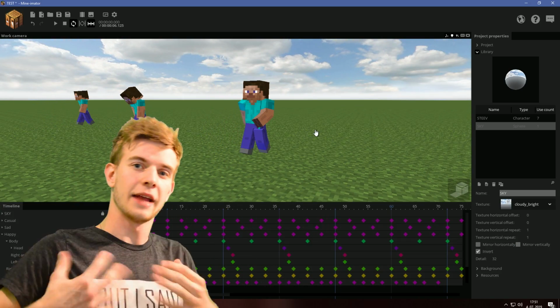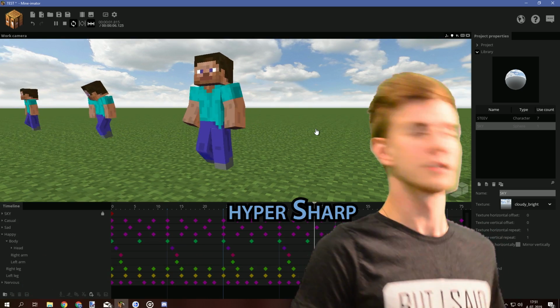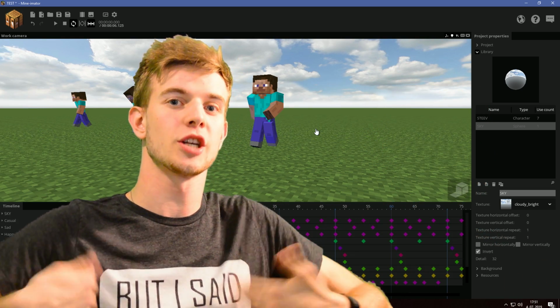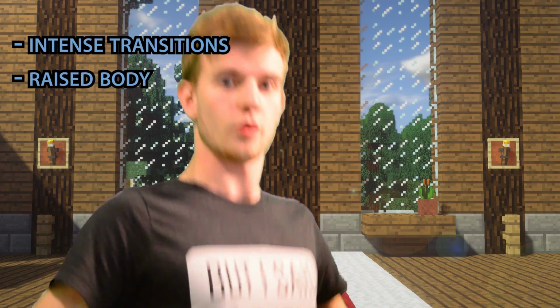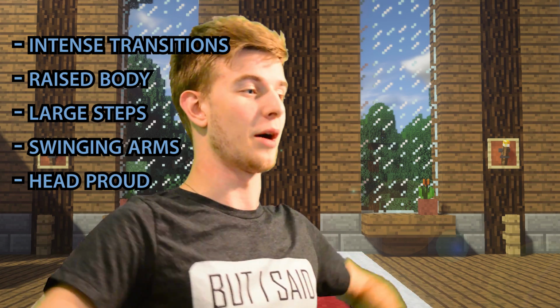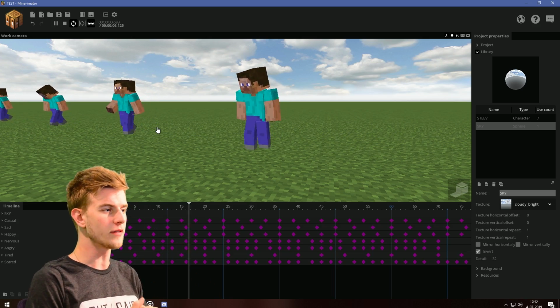The arms are swinging and the transitions are more intense. He is looking around much faster. The motion itself is not any faster, but the transition is that much more intense. Intense transitions, raise the body up, large steps, swing the arms a lot, head looking up proud. To summarize that. Next we have the nervous walking cycle.